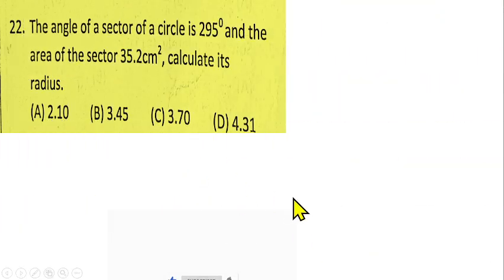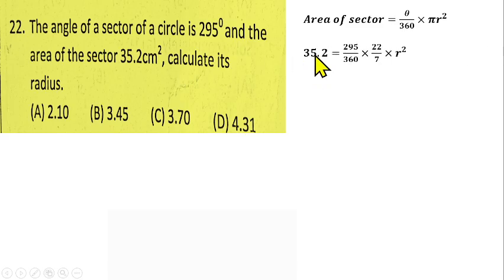Question number 22. The angle of a sector of a circle is 295 degrees and the area of the sector is 35.2 centimeters square. Calculate its radius. This is mensuration of plane shapes. We are given the area of a sector and need to find the radius. The formula for the area of a sector is theta over 360 times pi r square. So 35.2 equals 295 over 360 times 22 over 7 times the radius. We are looking for radius square. Then from there we can simplify this further.